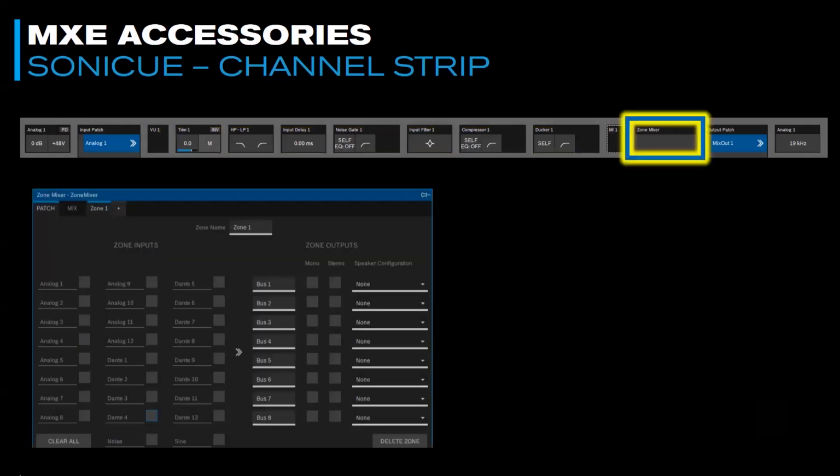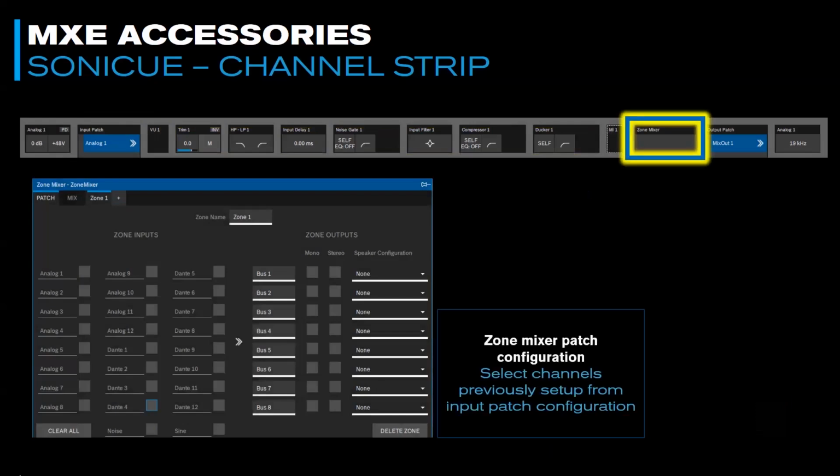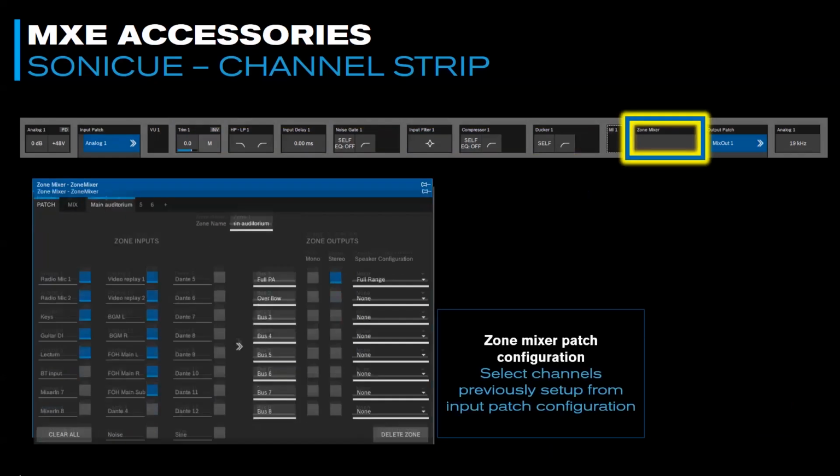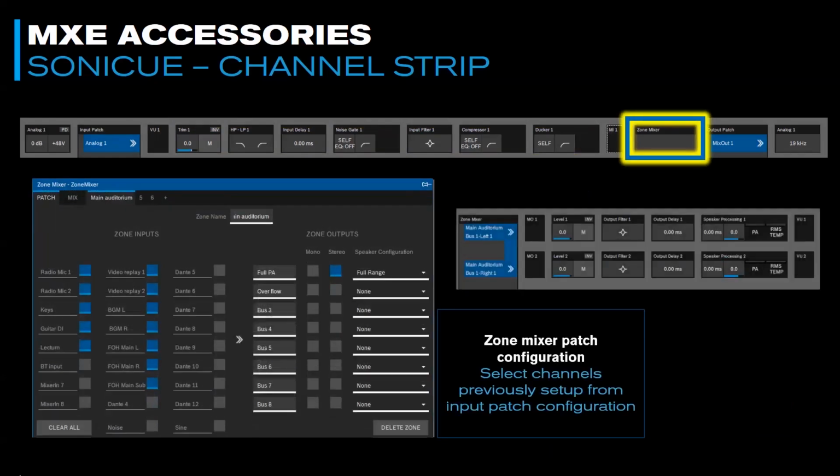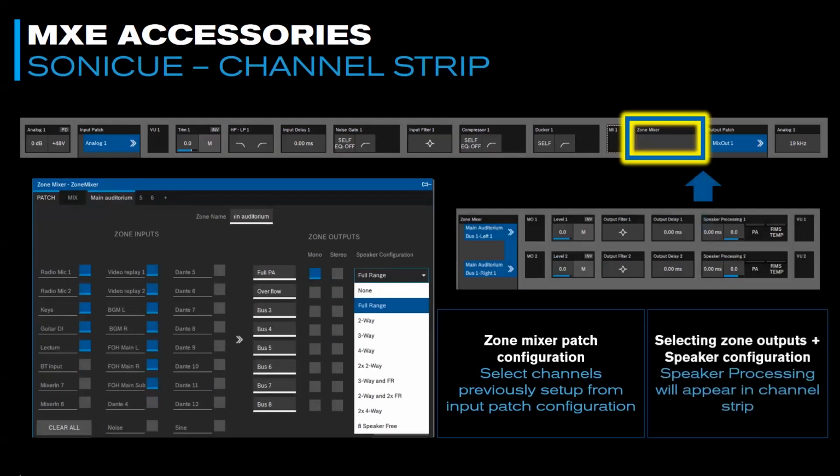Going into the zone mixer. Now the zone mixer is a unique feature of MXE. It allows you to have a pre-configured mixer setup and a very, very usable, definable setup within SONICUE. So from the input patch that was before, you can see your inputs. You can select those inputs to an output. And then once you select your zone output type, it will generate the speaker processing area within the channel strip. So this zone processing area will then allow you to have 2 ways, 3 ways, and or do an auto configuration of that.